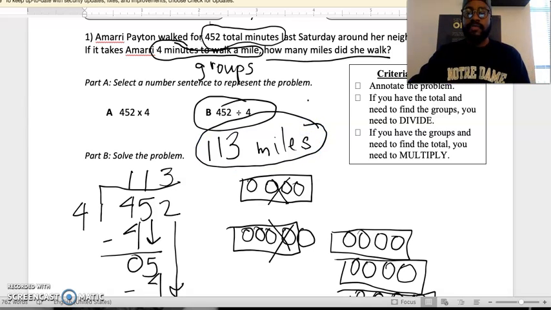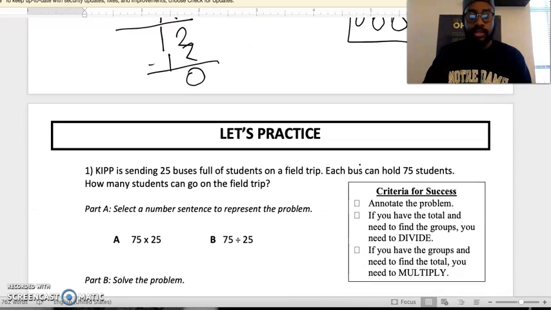So if I'm trying to figure out if I'm multiplying or dividing, I really have to pay attention to, do I have the total or do I have the groups? If I have the total and I'm trying to find the groups, I have to break that total apart. That's going to be division. If I have the groups and I'm trying to find the total, I have to put those groups together, and that's going to be multiplication. So let's go through another problem.